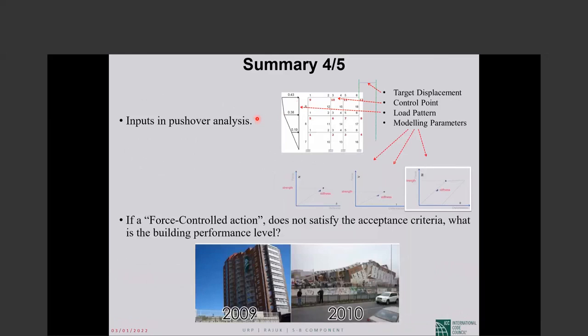So what are the inputs in pushover analysis? We have these four: target displacement, control point, load pattern, and the most important is the modeling. Again, just like the linear analysis. If in a nonlinear analysis a force control action does not satisfy the acceptance criteria, what is the building performance level? Fail, collapse. So no performance level.